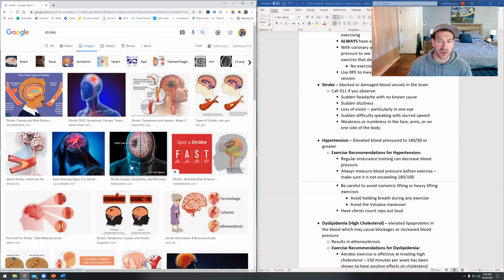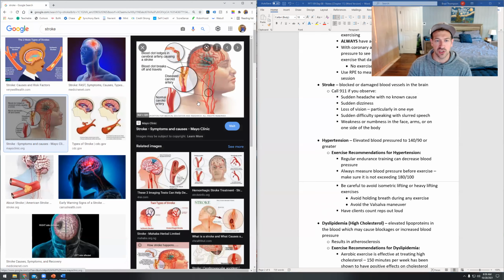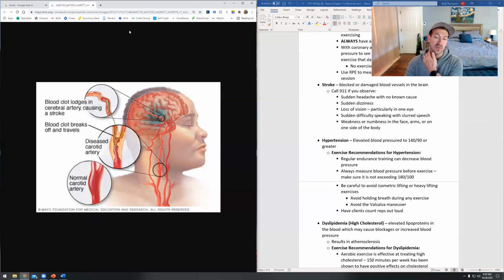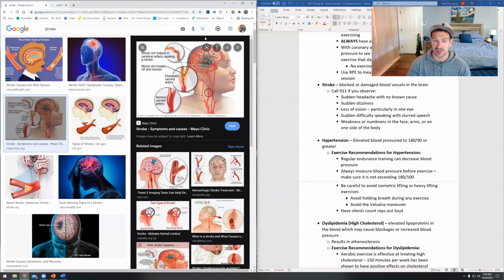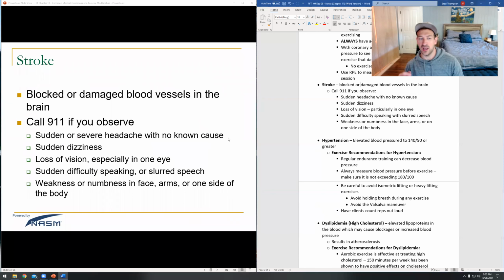So this is where particularly the two arteries that head up to the top of your brain, your carotid artery, right? As it's traveling up, if that gets plaque building up on it and blood can't travel up there, your brain cells can't get enough oxygen. And when that happens, that leads to cell death, just like anything else. And so then that is going to lead to severe headaches or dizziness. If you ever notice your client exhibiting any of these symptoms, this is where you will want to call 911.